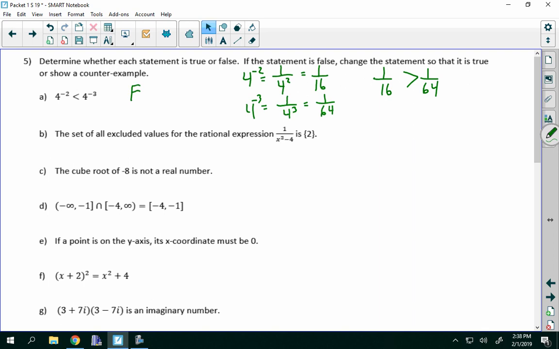So how could you change this statement to finish the directions? You could do this. Okay, that would be one way to change it.